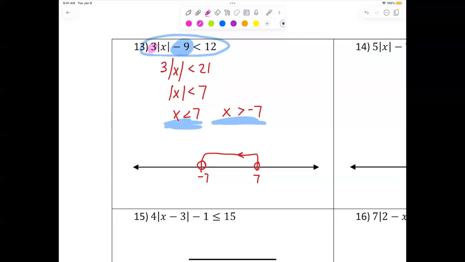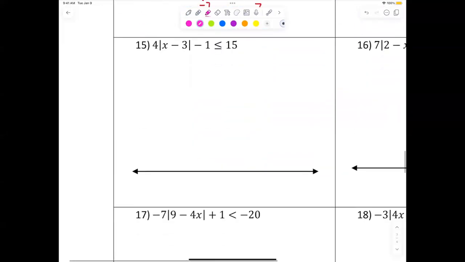So now I'm going to give you a second, and then I want everybody to isolate the absolute value for number 15. When I isolate the absolute value for number 15, what do I have to add first? Add 1. Then after I add 1, I have to do what? Divide by 4. You have to add 1 and divide by 4. If I add 1 first, what do I end up with? 16.